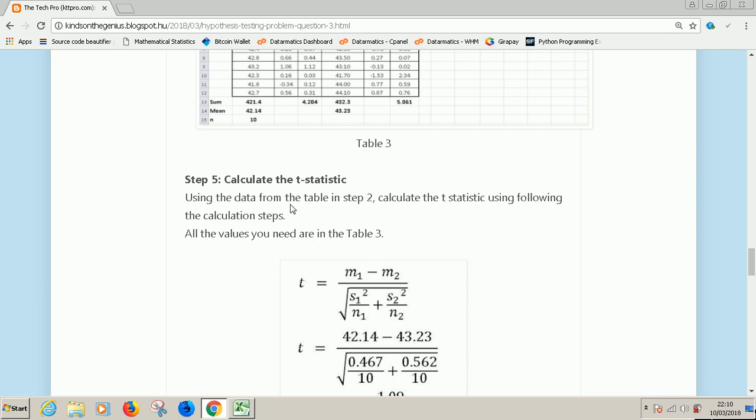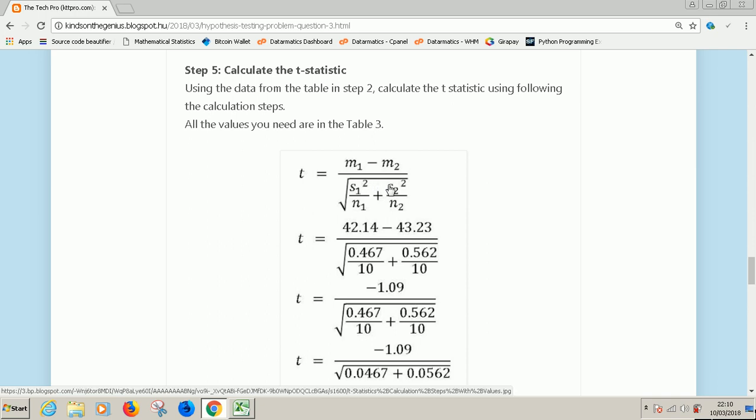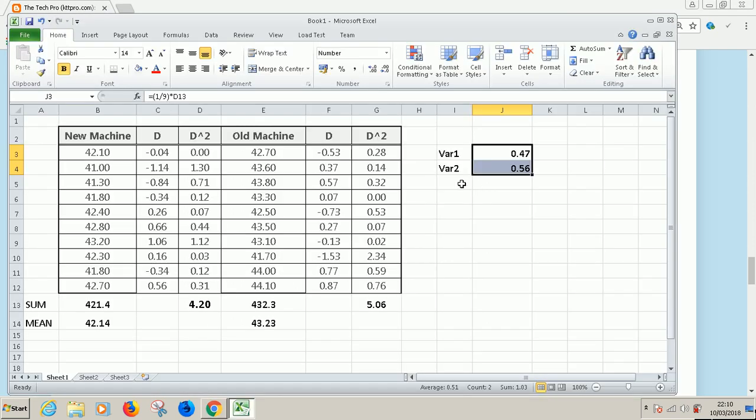So if you want to do it by hand, this is what you have. You can go ahead to use this formula that says t is equal to m1 minus m2 all over root of the standard deviation over n1 plus this. So you can actually do it by hand to verify if you have the correct answer. But we are not going to do it by hand. We are going to calculate it using Microsoft Excel. So equal to, sorry, this is the t. So the formula will be something like this.